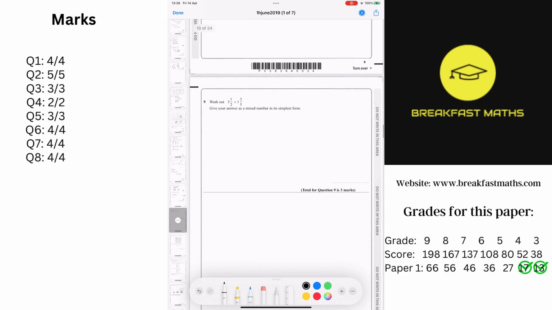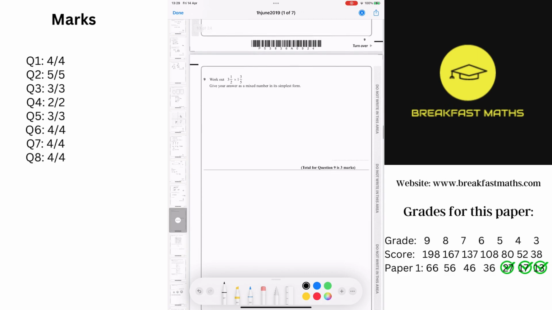Okay, mixed fractions. So let's convert these quickly. 3 times 2 is 6, plus 1 is 7 over 2. 1 times 5 is 5, plus 3, 8 over 5. 7 eighths are 56 over 10. So we're going to say, as a mixed number, 5 and 6 tenths, which is the same as 5 and 3 fifths.